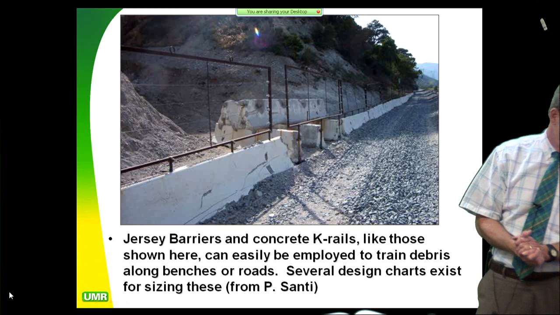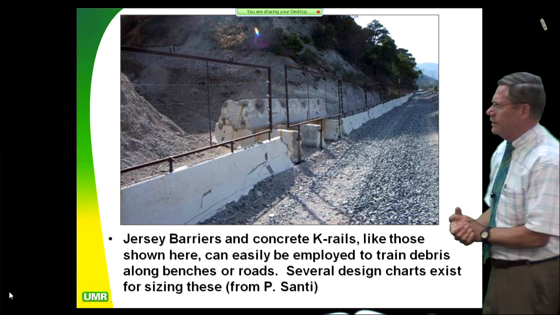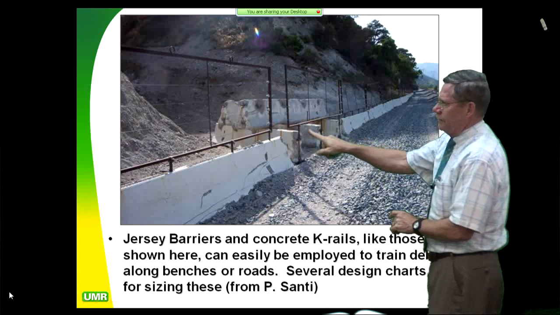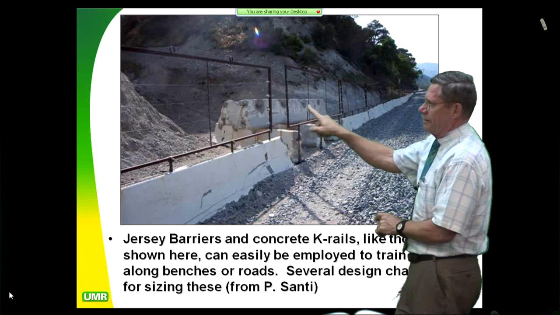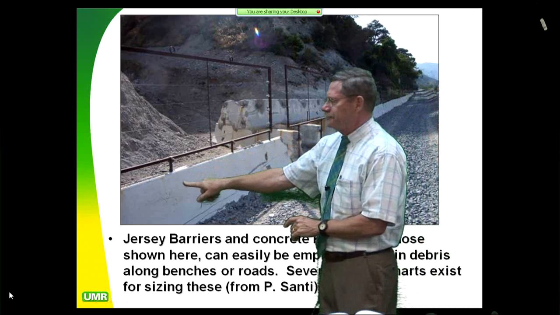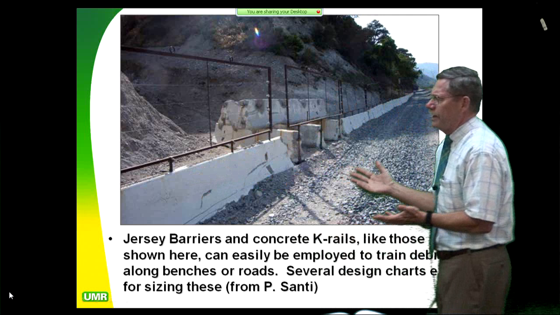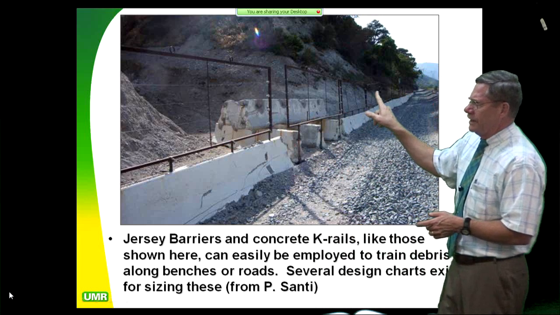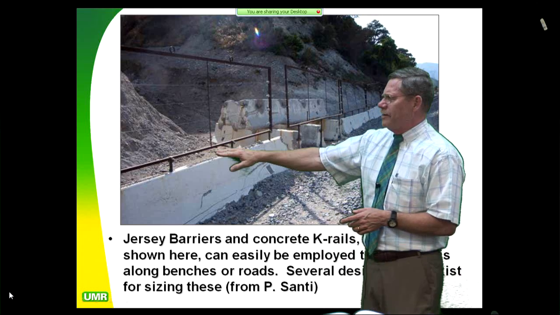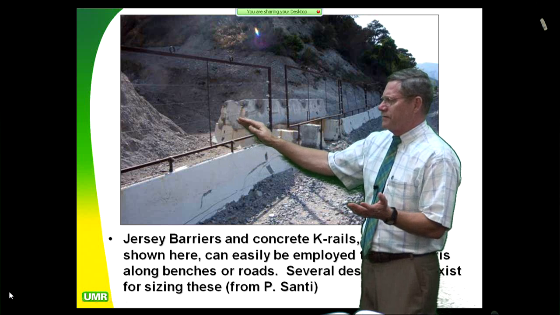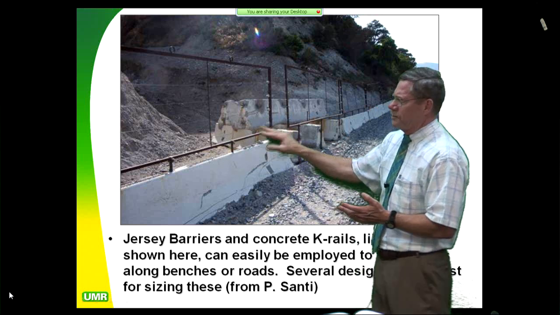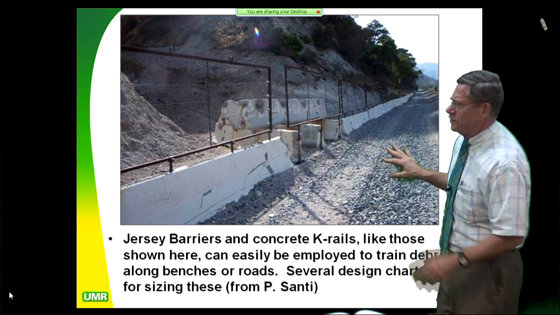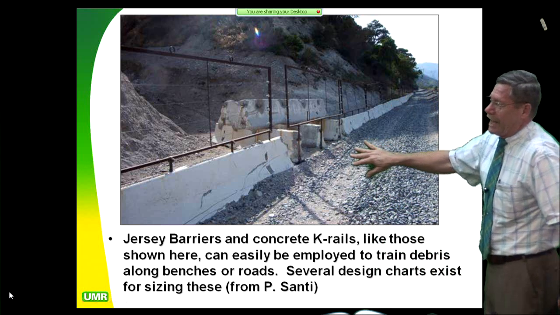Here's another one. Jersey barriers and K-rails. Highway departments love to use K-rails or Jersey barriers like this. And again, they can be easily employed. They already own them. And this can catch a certain amount of debris, not huge amounts of debris, or you can use it to train the debris to come through at a certain point where you can then attack it.